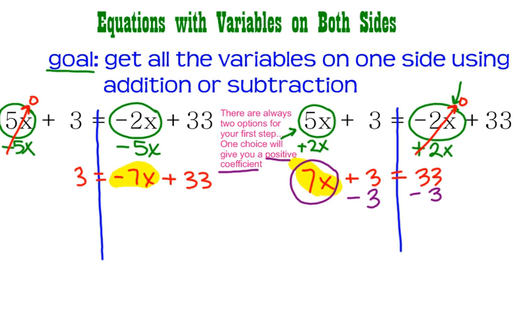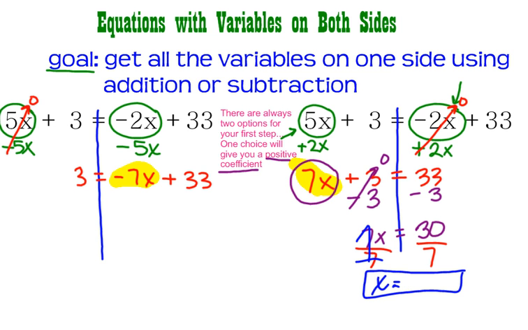Subtract 3 from both sides, this becomes a 0 pair, and I'm left with 7x equals 30. My final step will be to divide both sides by 7. Why do I divide both sides by 7? Because 7 divided by 7 is 1. Now, you guys know I don't write 1x, I just write x. But I could leave my answer 30 over 7, or I could go one step further, just like you did on your do-nows at the beginning of this year.